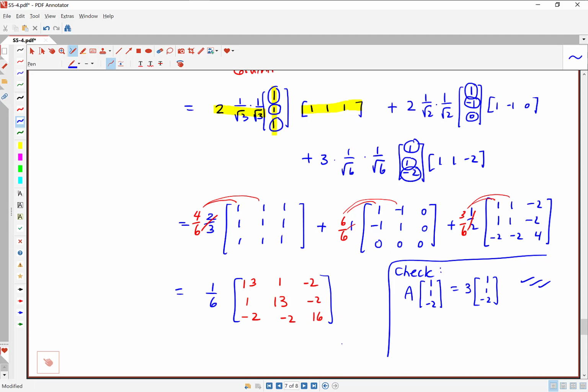So in this video, we've accomplished 2 things. We've found the matrix Q that orthogonally diagonalizes A, and we've also looked at the spectral decomposition to find a matrix with prescribed eigenvalues and eigenvectors.